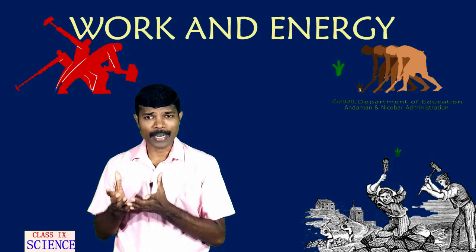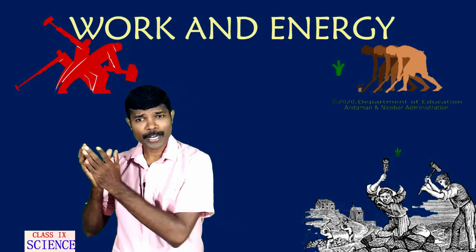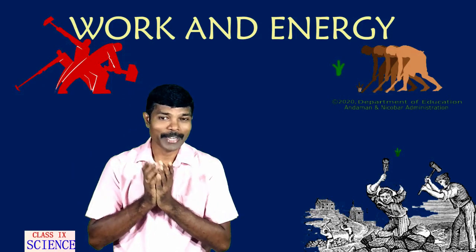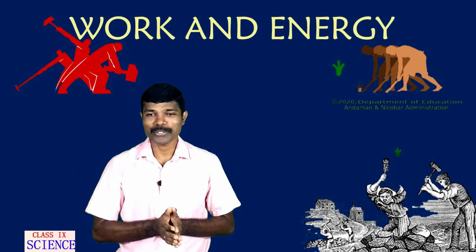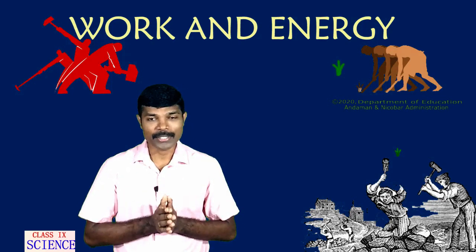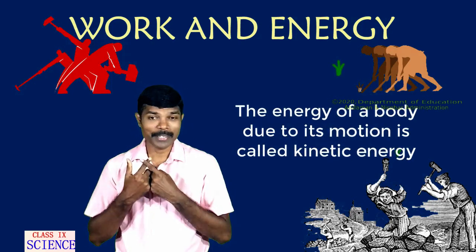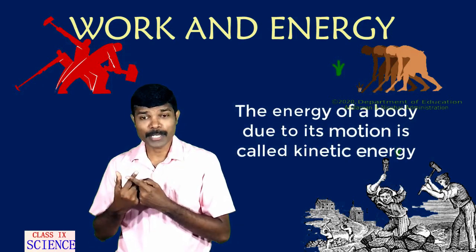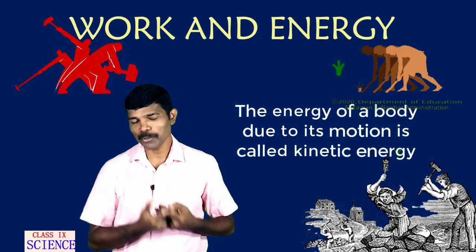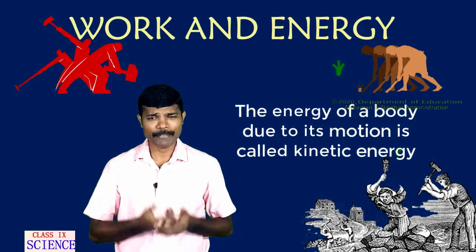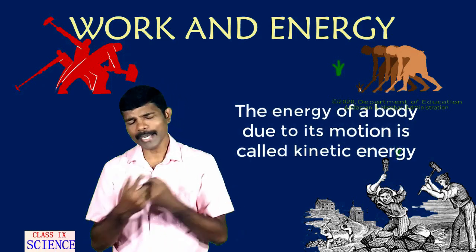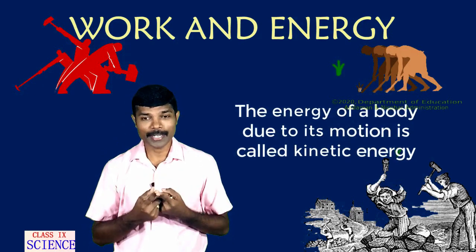So from this we can understand that whenever an object is moving, it has some sort of energy. This energy is known as kinetic energy. So kinetic energy can be defined as the energy possessed by an object by virtue of its motion. Simply, we can understand that whenever an object is in motion, it must have some energy. That energy is called kinetic energy.